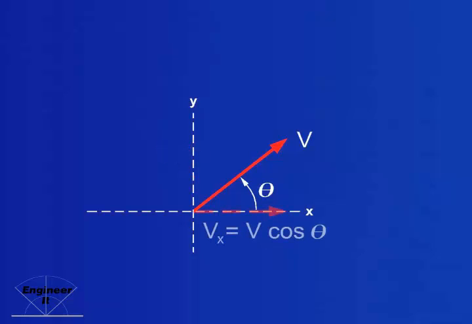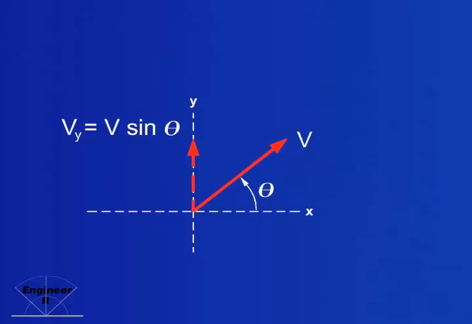The magnitude of the x component of vector v is the magnitude of vector v times the cosine of theta. The magnitude of the y component of vector v is the magnitude of vector v times the sine of theta. So vector v can be represented by its rectangular components, vx and vy.